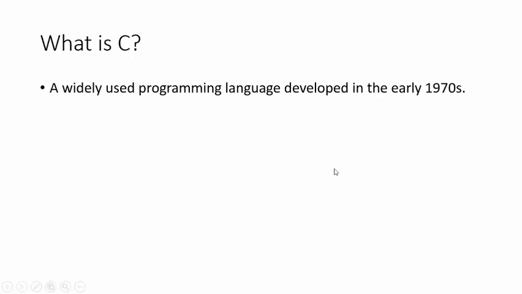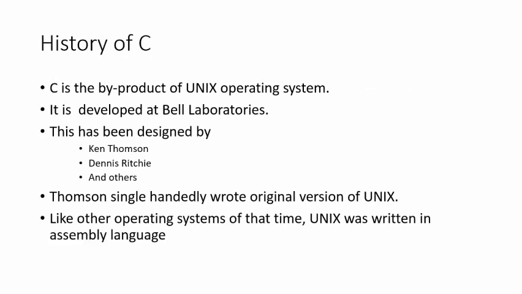What is C basically? C is a programming language which is widely used, and it was developed in the early 1970s. This programming language was designed and developed during the 1970s. And where was it developed, let us see. C is the byproduct of the Unix operating system.